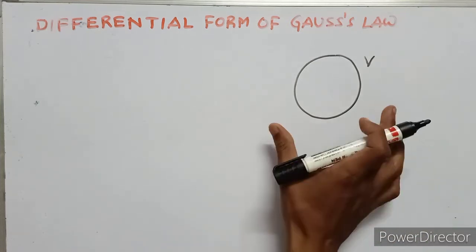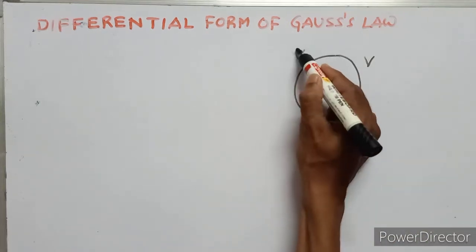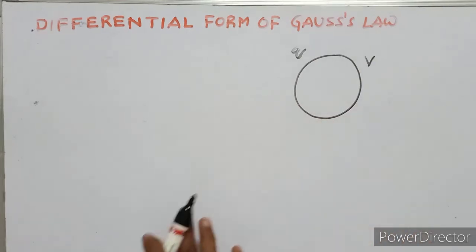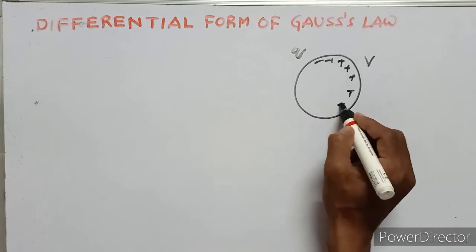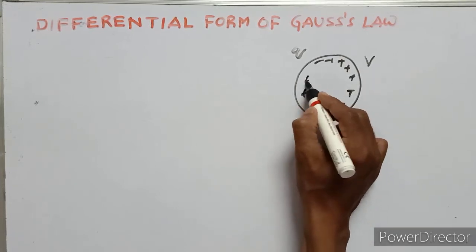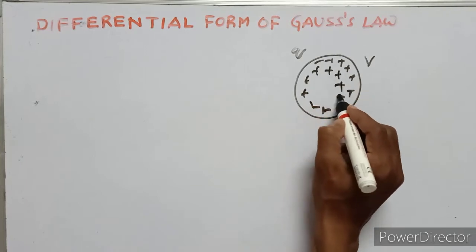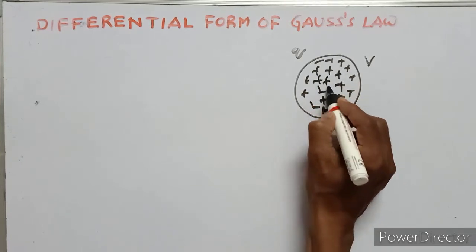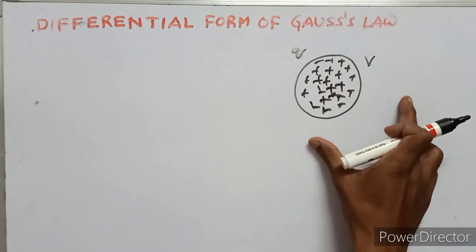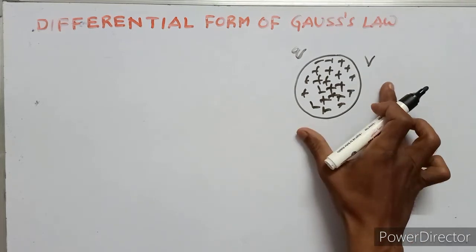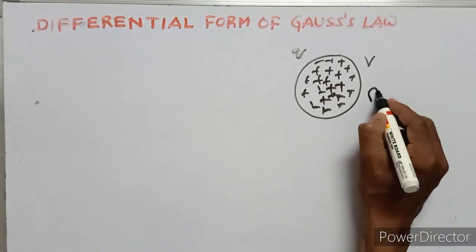Let a charge Q be uniformly distributed. Uniformly distributed means the Q charge is uniformly distributed over the total volume. So at the same time, the density of the Gaussian surface, this is rho.